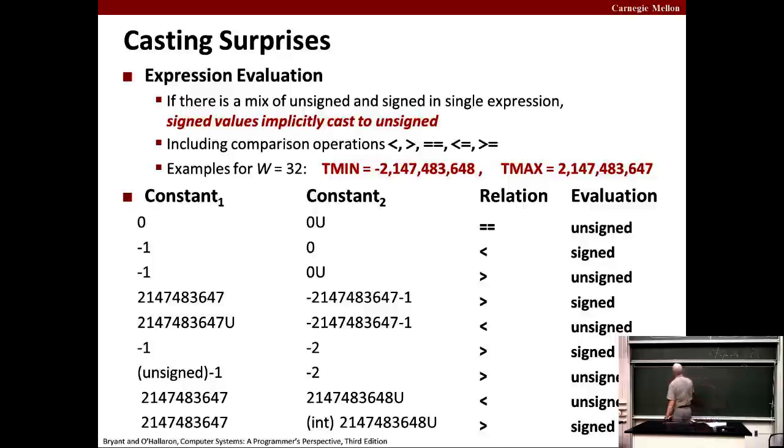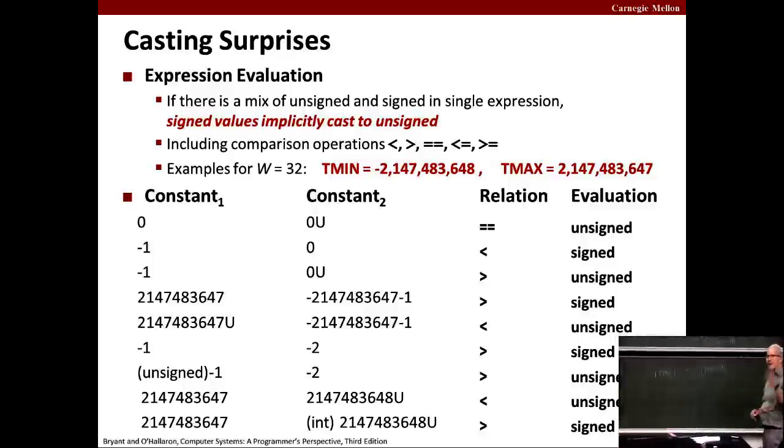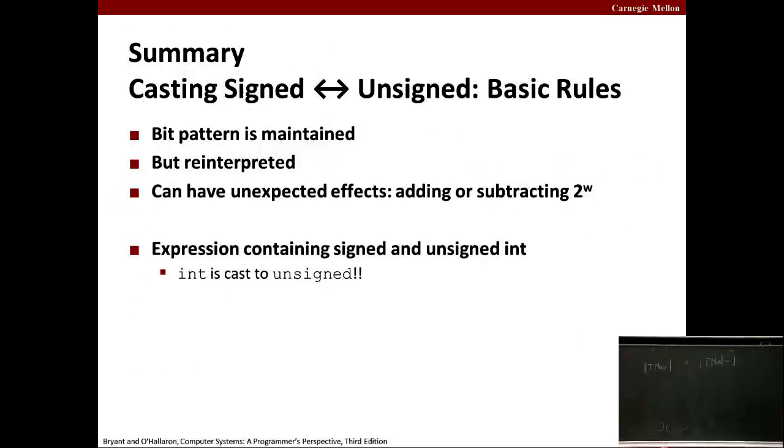You notice that if you look at the absolute value of T max and you compare it to the absolute value of T min, it's off by 1. So the smallest negative number is more negative than the largest positive number is positive. And the reason for that is fairly simple if you think about it: the cases where you have zeros include the number 0.